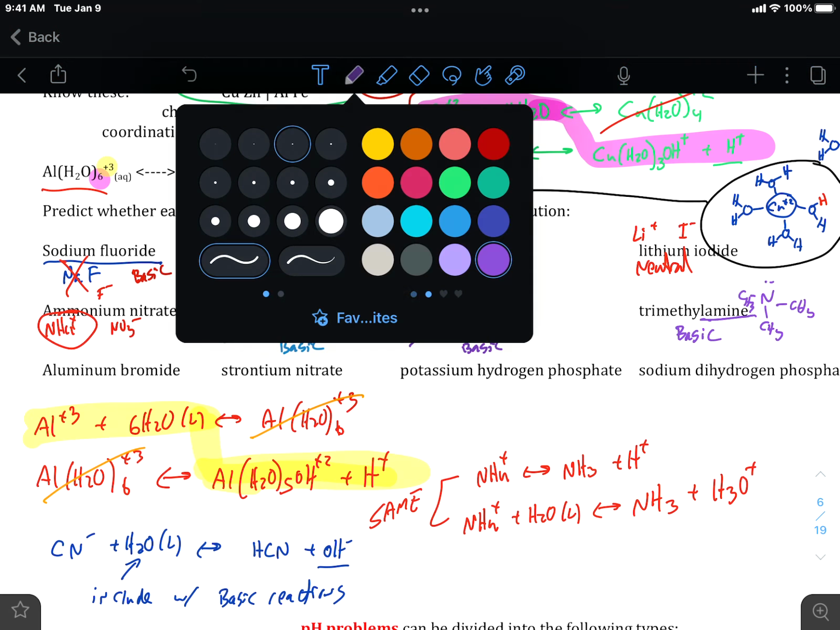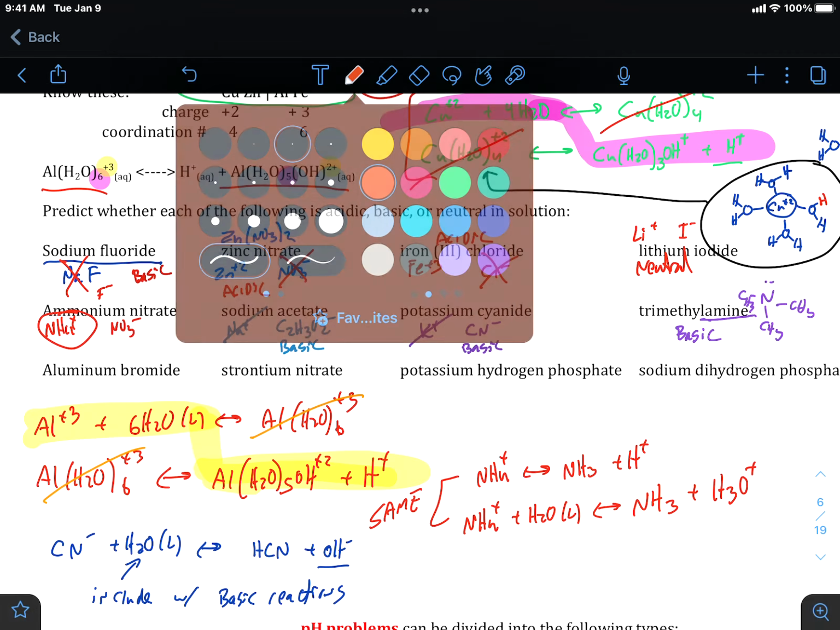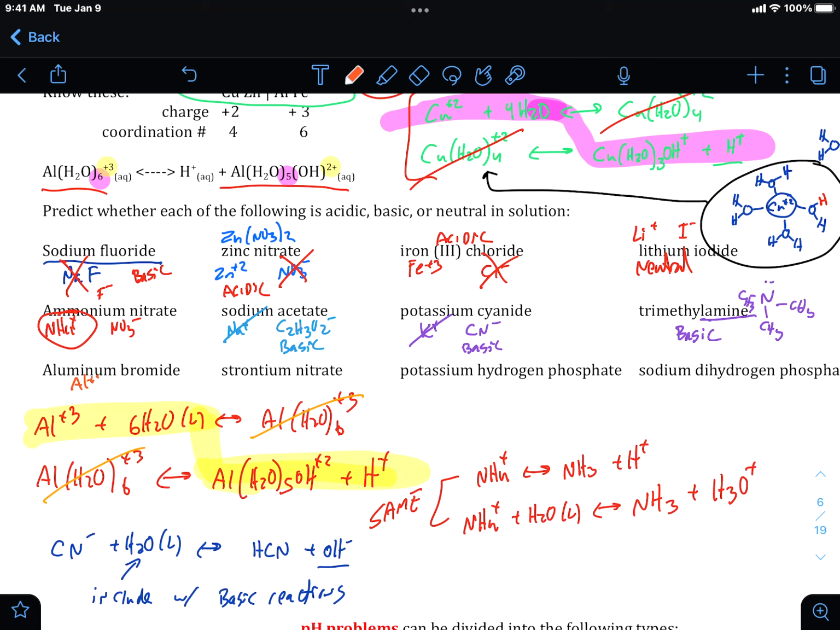Aluminum bromide. You've got Al plus 3, and you've got Br minus. What is this, acidic or basic? This is acidic. Oh, look, it's conveniently placed right above the equation that shows how it's acidic. Strontium, Sr 2 plus, nitrate, NO3 minus. Acidic or basic? Neutral.